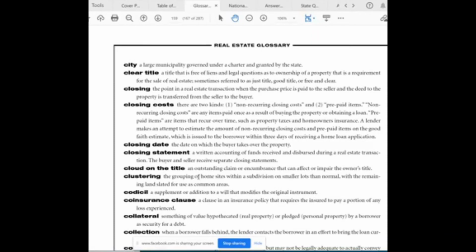Cloud on title. When you have a cloud, it blurs things. So think of it that way. A cloud blurs things on a title. It's an outstanding claim or encumbrance that can affect or impair the owner's title. Anything that is causing it not to be a clear title is called a cloud. Clear title means it's free of all liens and legal questions, and it is fee simple, it is a good title, and it has all the bundle of rights.